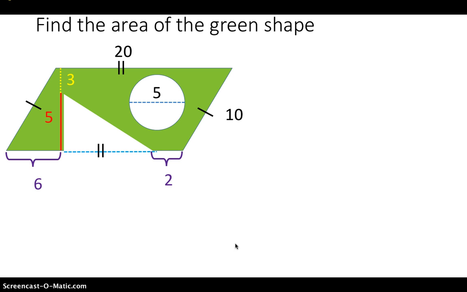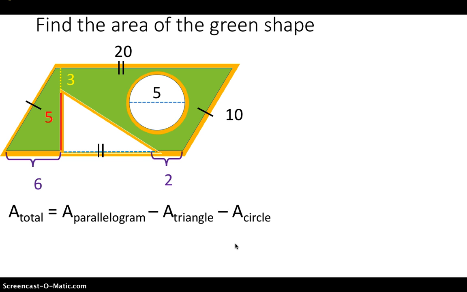So there's a few ways we could break this one up, but the easiest way is to notice that this is one big parallelogram with a circle cut out of it and a triangle cut out of it. Okay, so one big parallelogram with two little shapes that need to be cut out. That means that the total area is going to be the area of the parallelogram minus the area of the triangle and minus the area of the circle. That will leave us with just the green part.